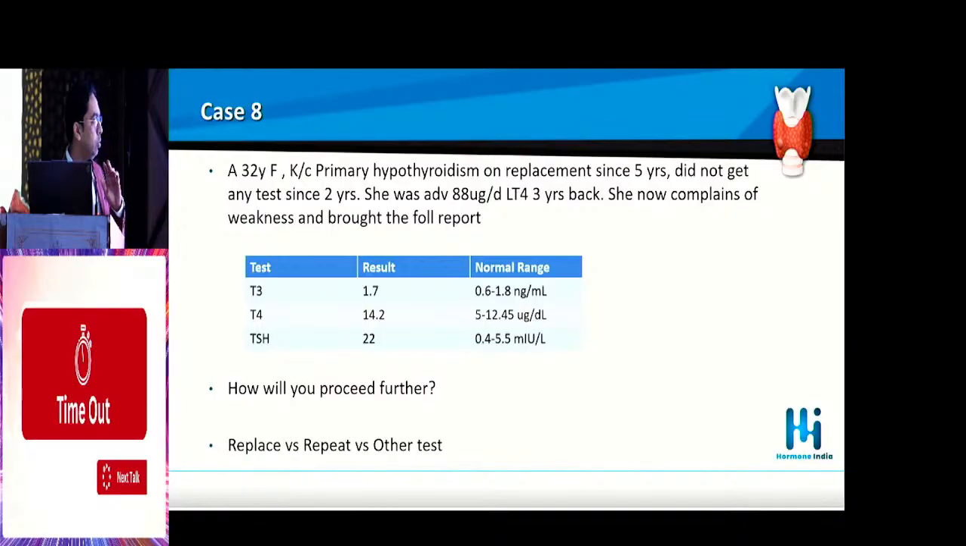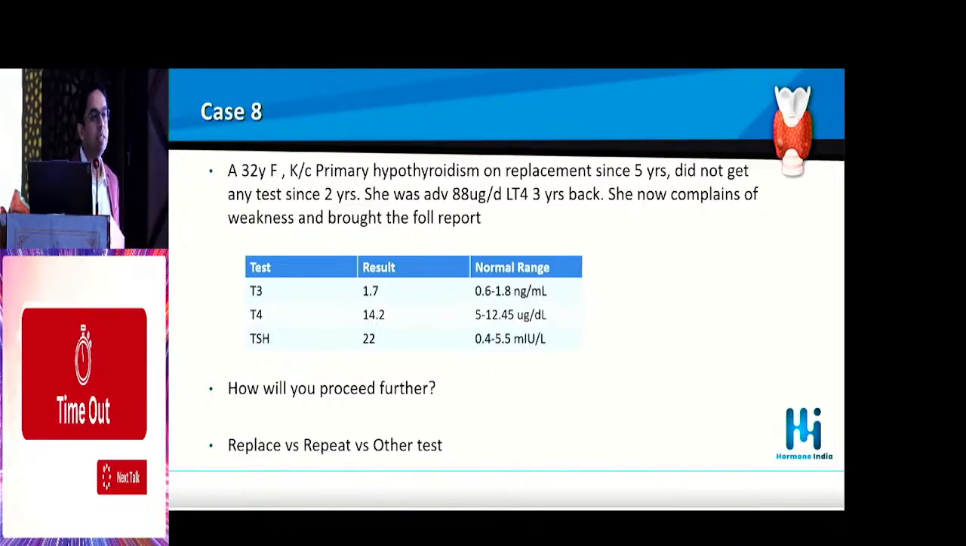How many want to continue with this 88 microgram? Raise your hands. Very good. How many want to increase the dose, say 100? Higher. How many want to decrease because the T4 is high? No. Nobody wants to decrease? The correct answer is again history, examination, then investigation.